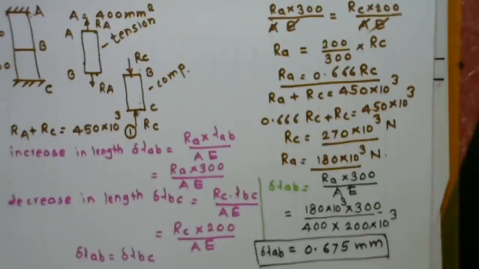In a similar way we may calculate delta LBC also, but both are equal. Elongation is equal to contraction.